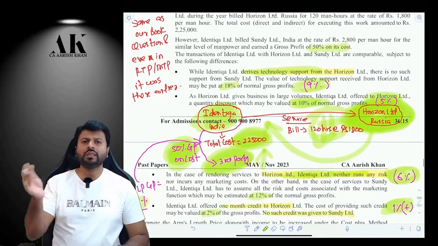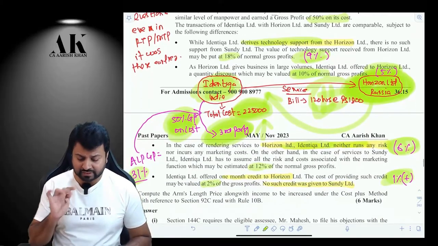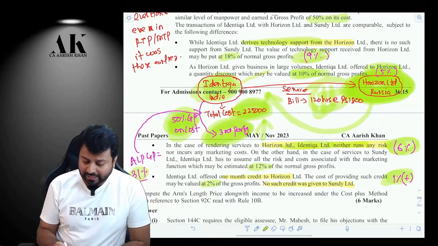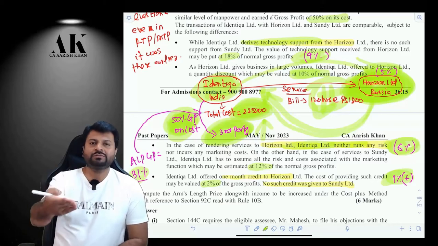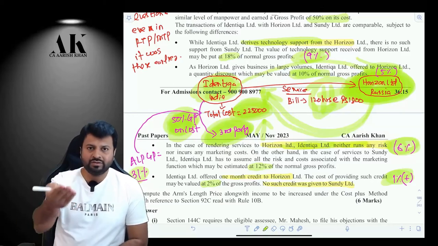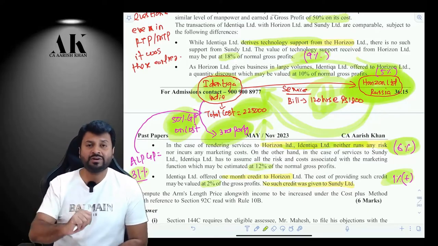And now you have to adjust the margin. For that, you need to find out the functional differences. There are four functional differences over here, which have been asked again and again by the ICAI. The first one is when Identica gives services to Horizon, Horizon also gives us some services. So if I give you some services and you also give me some services free of cost, then should I charge you more profit or less profit? I should charge you less profit.